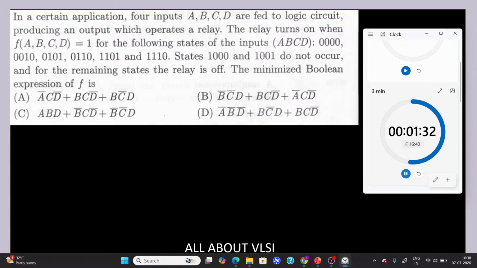Again, I'm repeating the question. In some application, four inputs are given to a particular logic circuit, and it produces an output which feeds a relay. The relay turns on whenever the output of this logic circuit is equal to one. That is, the output fed to the relay will be one whenever the inputs are these inputs, and 1000 and 1001 are not going to occur. So we need to find the minimum Boolean expression of the function f so that my relay can be turned on.